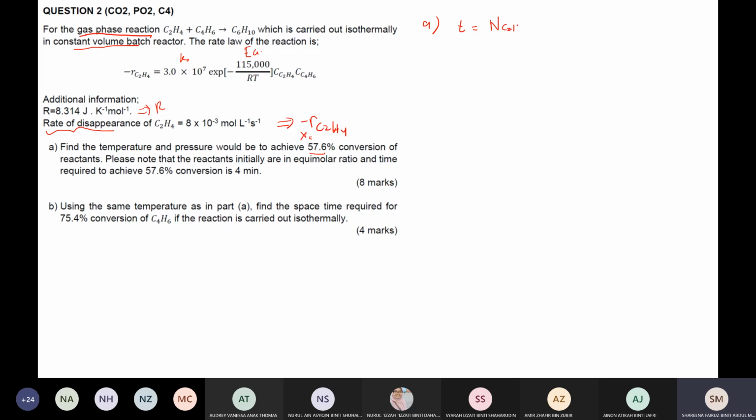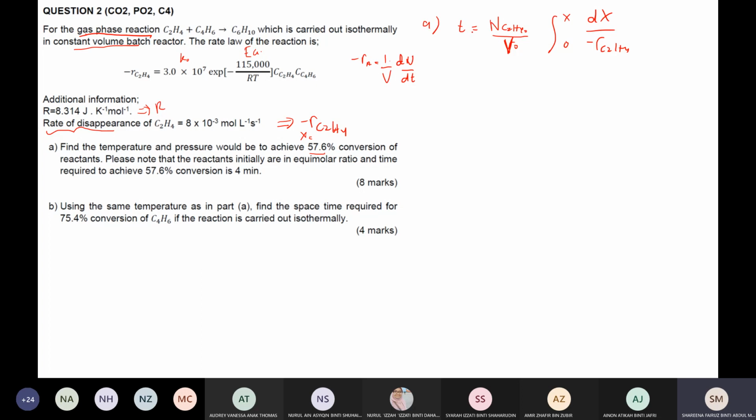Okay, C2H4 naught, V naught, Fx naught, dx negative RC2H4. Okay, ni V besar, sorry, V besar. Okay, ni basic dia lah, daripada negative RA is equal to 1 over V dN over dt. Okay, so just integratekan dia. Okay, so bila you integratekan, you dapat di sini lah.